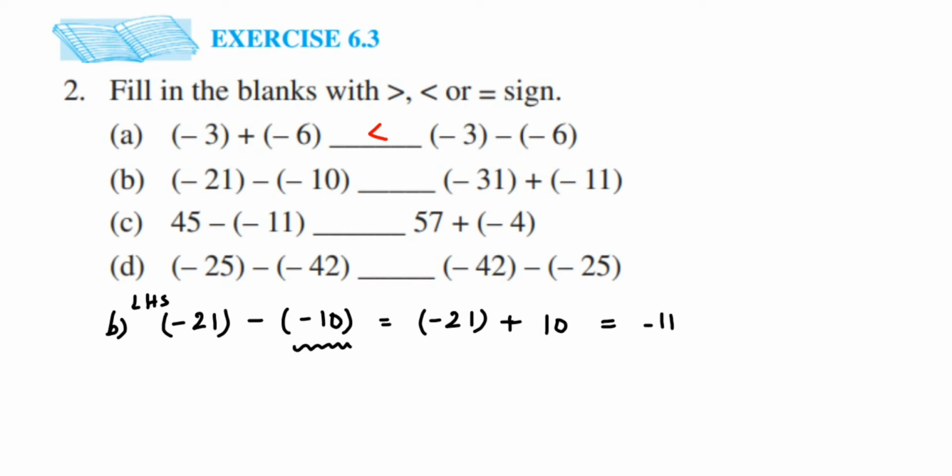Let's do the RHS. Now in the RHS we have minus 31 plus minus 11. So here we're doing addition of two integers and both integers have the same sign. Same sign means we have to add. So let's add. 31 plus 11 will be 42, and the same sign, the negative sign, will be there. You don't have to look for the greater number here because both numbers have a negative sign, so we'll get a negative sign for the final answer.